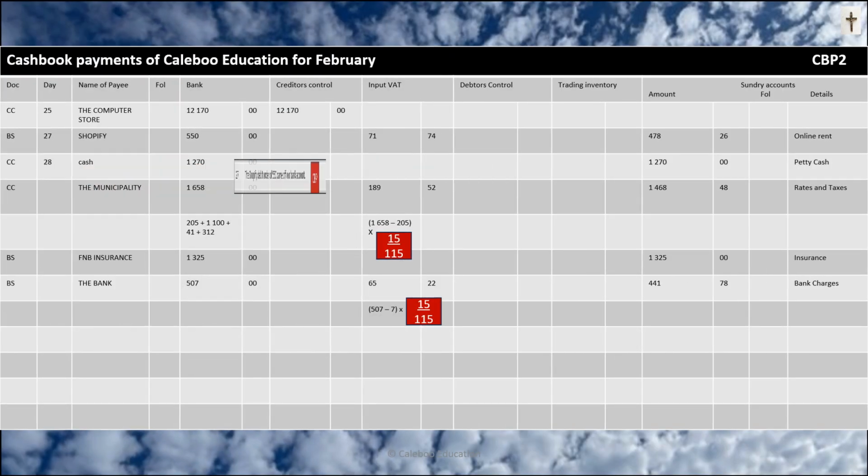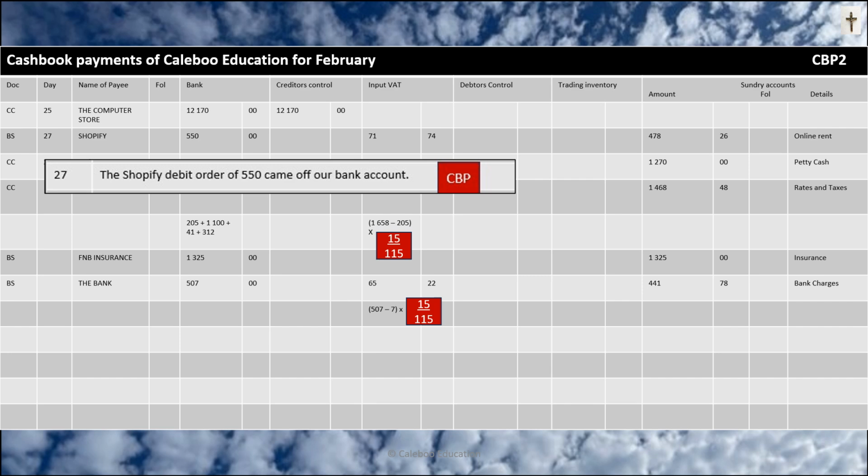On the 27th, wait for it, Shopify. There was a Shopify debit order. If you're watching these videos, you would have got this most probably off my website. In order to have that platform, it's done on Shopify, and I pay a monthly amount. This is just an approximation for the exercise, but the Shopify debit order of 550 came off the account of Calibu Education, the bank account.